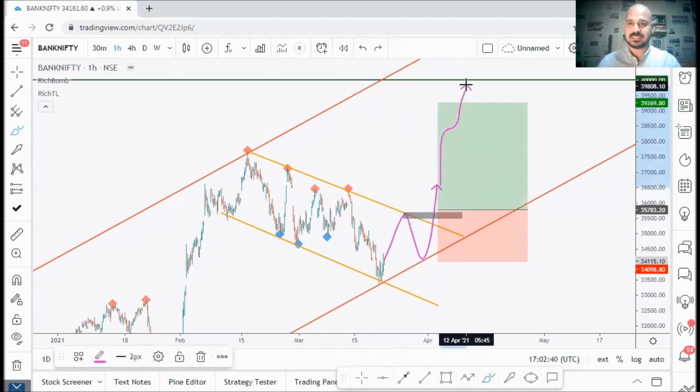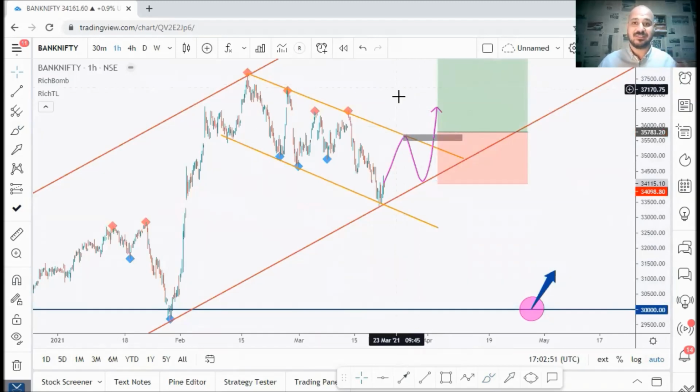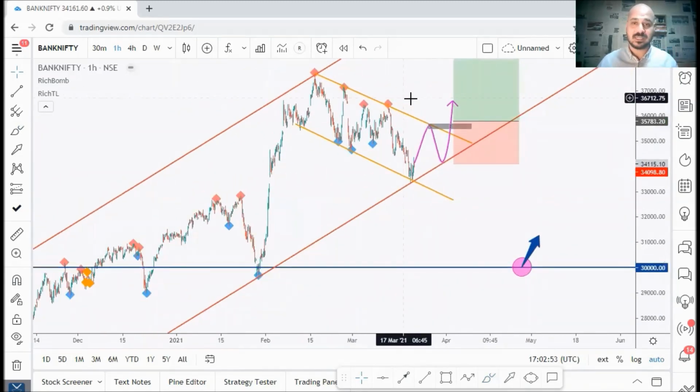And of course, if price moves like this and does not test this exact point, we would still be looking for sell setups here because we've got the 40K. But anyway, let's take it step by step. And that's it for Nifty. That's what we are looking for.